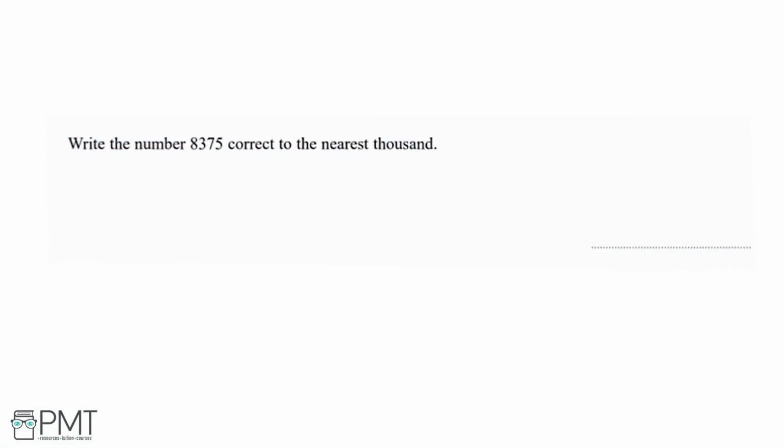We need to write the number 8,375 correct to the nearest thousand. Okay, because we're looking to the nearest thousand, we need to find the thousands column. So this one is the units, then we've got the tens, the hundreds, and the thousands. We're then going to look to the number directly after that, which is this 3. We're going to say, is it greater than or equal to 5 or less than 5?